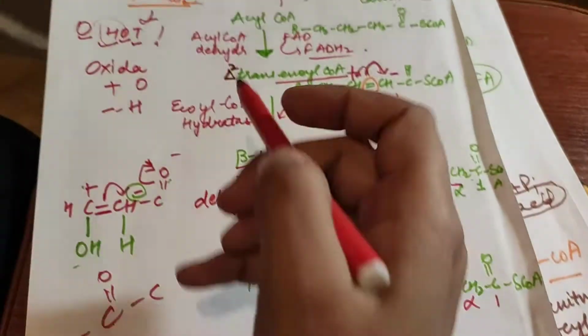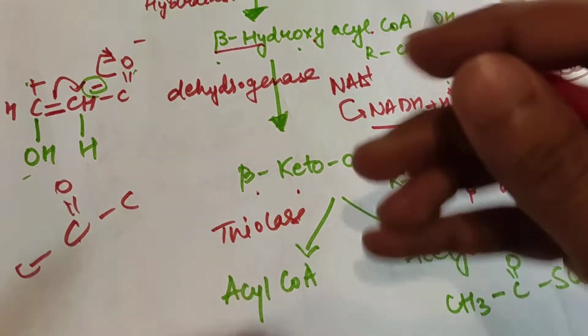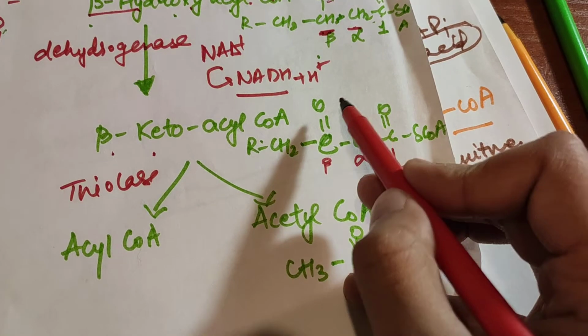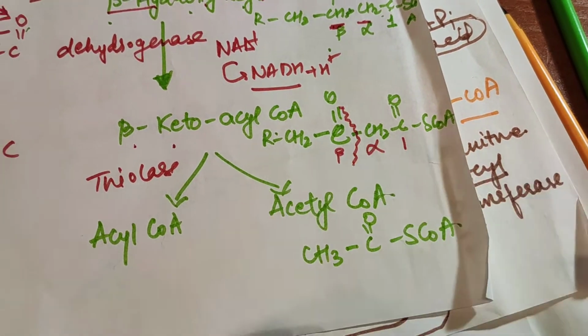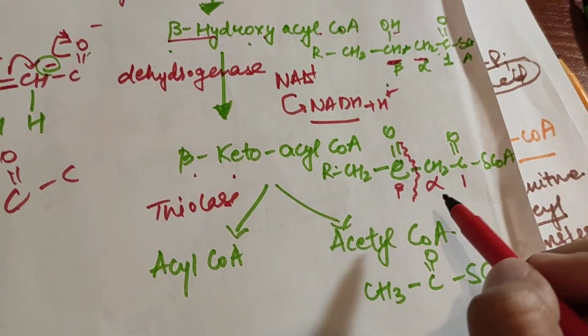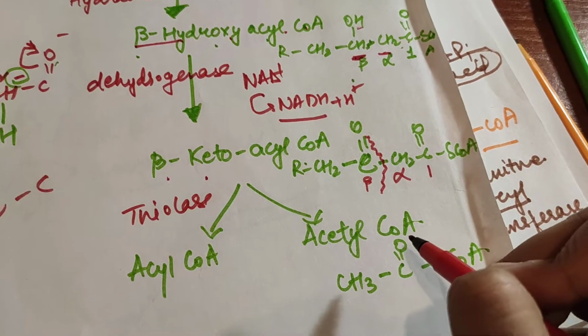Then at last there is the thiolase enzyme. Thiolase enzyme is the splitting enzyme. Now splitting will occur. How? From where? From here, between alpha and beta. From the beta carbon, the splitting will occur. That is why we call it beta oxidation. Why? Because from beta the chain will break.